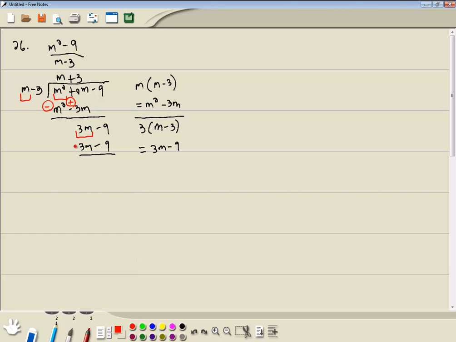Now we're going to subtract that line, which means flip signs. So this becomes a negative, and this one becomes a positive. 3m minus 3m drops away. Negative 9 plus 9 is 0. And the m plus 3 then is our answer.